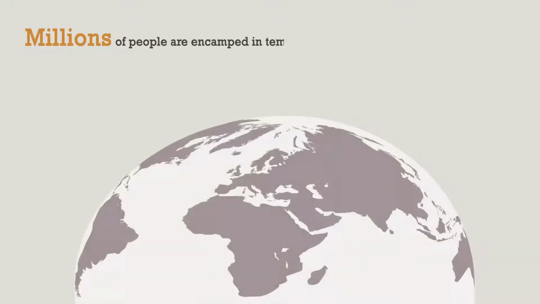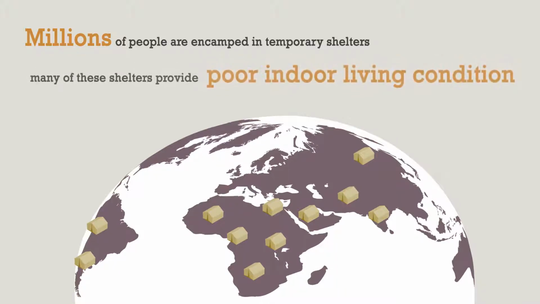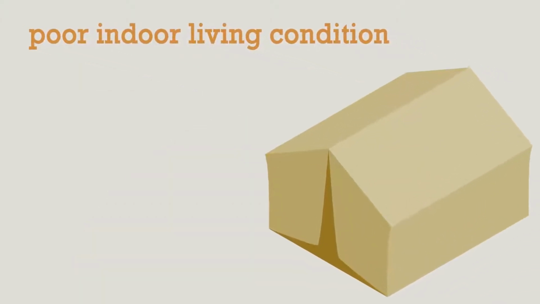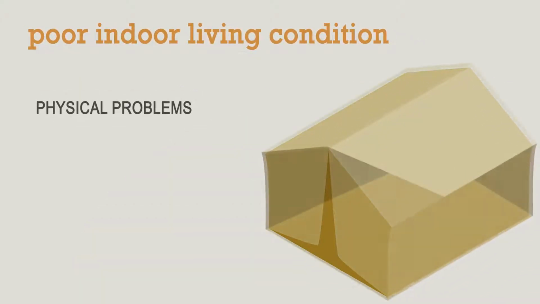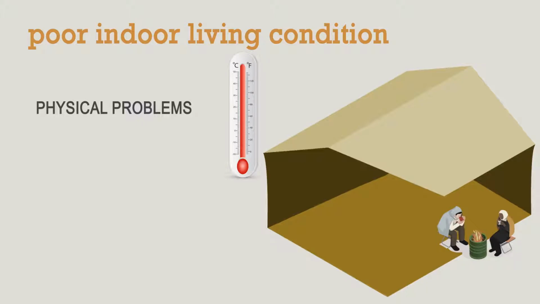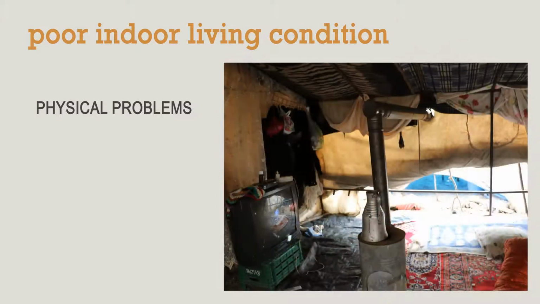Millions of people are forcibly displaced around the world and are encamped in temporary shelters, often for more than a decade. Unfortunately, many of these shelters provide poor conditions in which to live and raise a family. Some of the problems are physical. For example, temperatures above 40 degrees centigrade in shelters in summer and below freezing in winter, or dangerous air quality from cooking on open fires with no chimney, or insects attacking the structure.